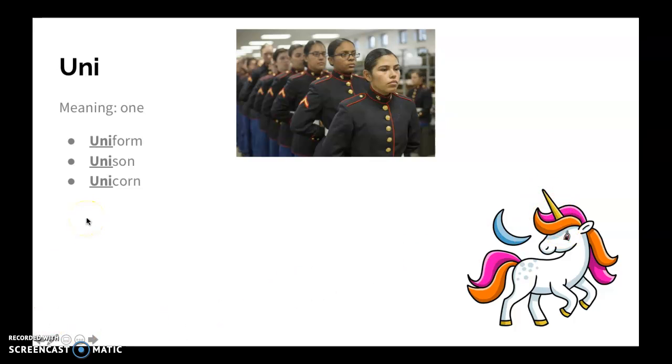So those are a few examples of prefixes and how they change the meaning of a root word.